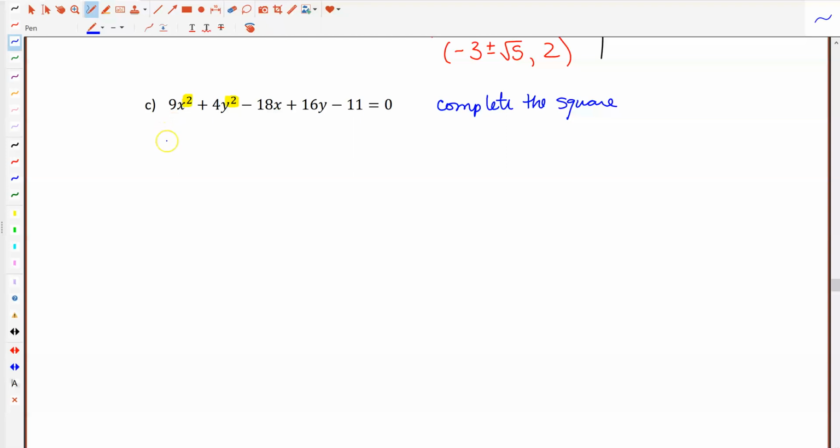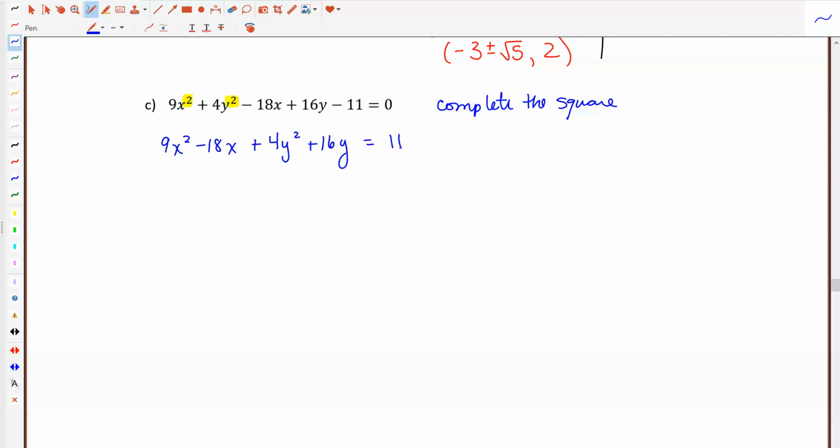Okay, so here we go. First thing is let's collect all the variable pieces. So the 9x squared minus the 18x, and then we'll figure out the completing the square later. I'm just going to clean this up. I'm going to put the y stuff together as plus 4y squared plus 16y. And then let's move that constant to the other side, so equals 11.